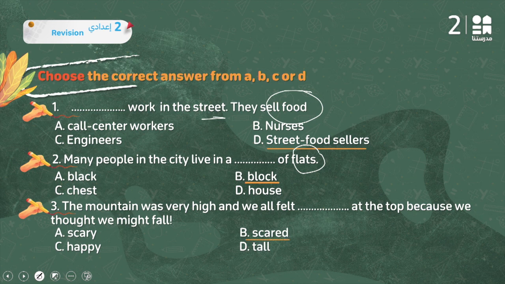It's scared. You know why we didn't choose scary? Because the adjectives that end in ed are used to describe people. يعني أنا بقول على نفسي I am interested in, I'm scared, I am tired, I am excited. Okay, I add ed to the adjective when I am talking about a person or about myself.